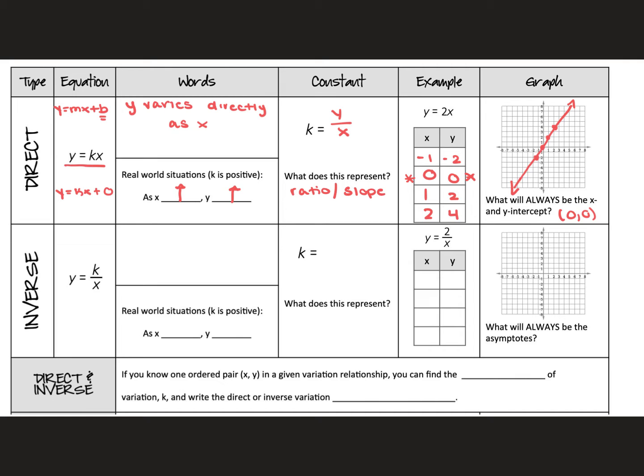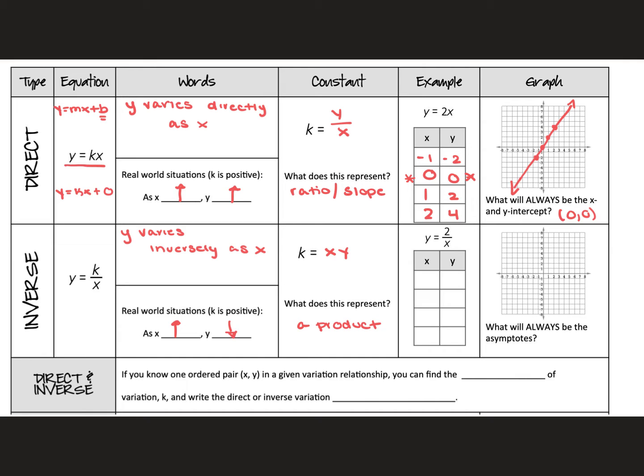With an inverse variation, y equals k over x is going to be our equation. In terms of word problems, y varies inversely as x. Think about the name inverse variation. That means x and y are doing opposite things. If x increases, y decreases, and vice versa. To find the constant k, you're just taking your x and y values and multiplying them together. This represents a product. So we find our constant k by using a product instead of using a ratio like with direct variation.